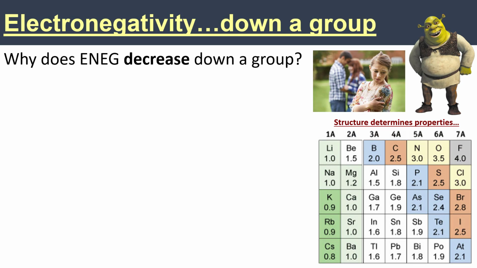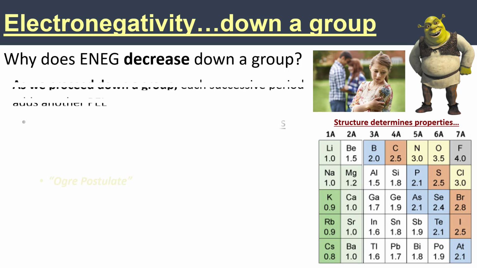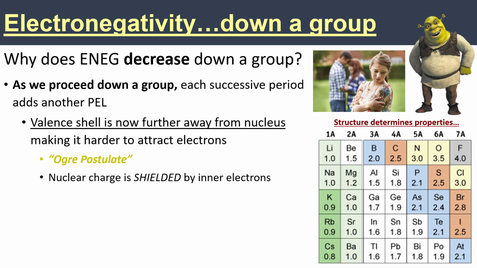Turning the page over to the group trend, why does electronegativity decrease down a group? Well, it's simply because structure does indeed determine properties. As we proceed down a group, you guys know it's the Ogre postulate. Every successive element down a group has one more electron energy level than the previous atom before it. By adding those extra energy levels, we are theoretically increasing the size of the atom and making the electron cloud larger. That is technically going to decrease the attraction on the electrons and lower your electronegativity value.